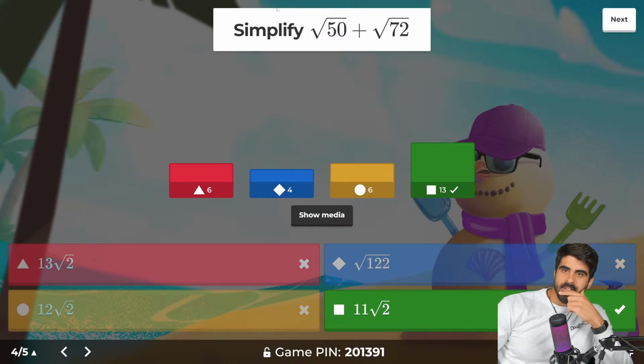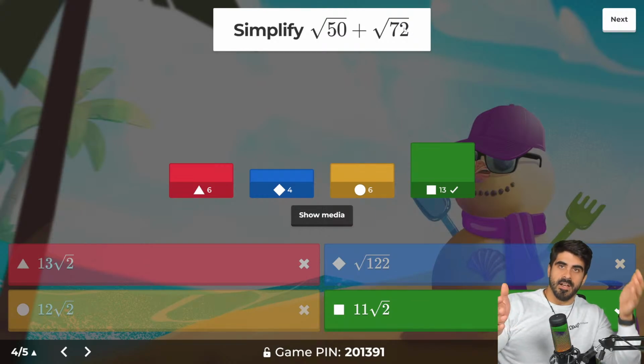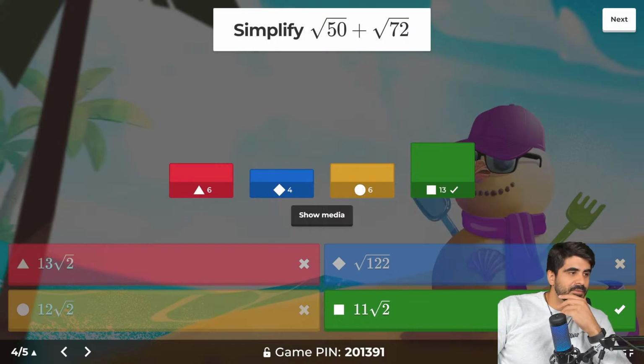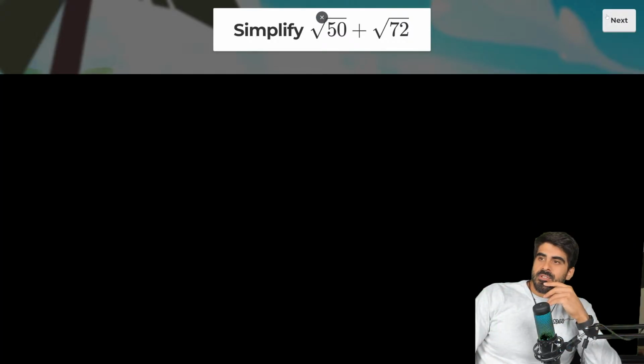Alright, so 50 is 25 times 2 and 72 is 36 times 2. So you root 25 and you root the 36, you get 5 and 6, which when you add together, you get 11.